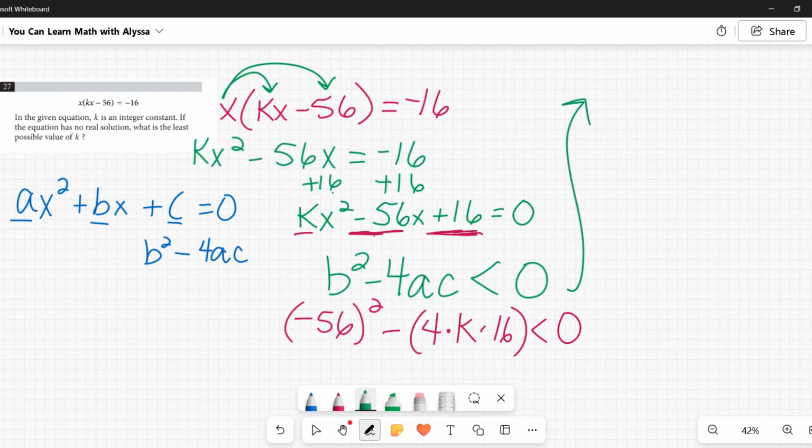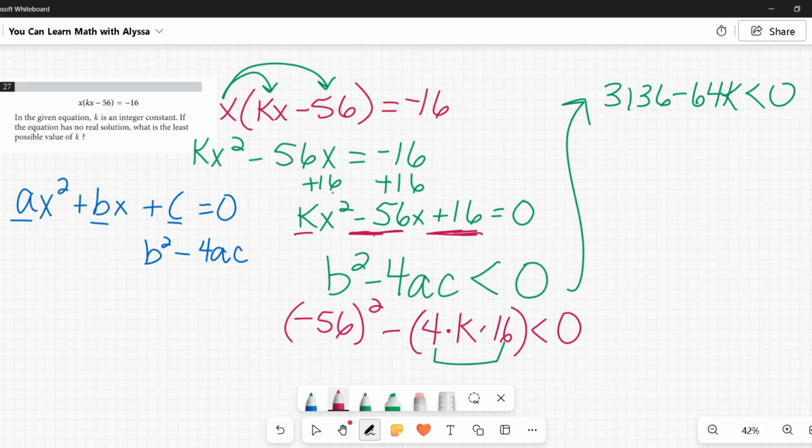So negative 56 squared, I wrote it down because I can't do that one in my head, is 3,136 minus 4 times k times 16. 4 times 16 is 64, so minus 64k is less than 0. Now I have a pretty straightforward algebra problem that I can solve.